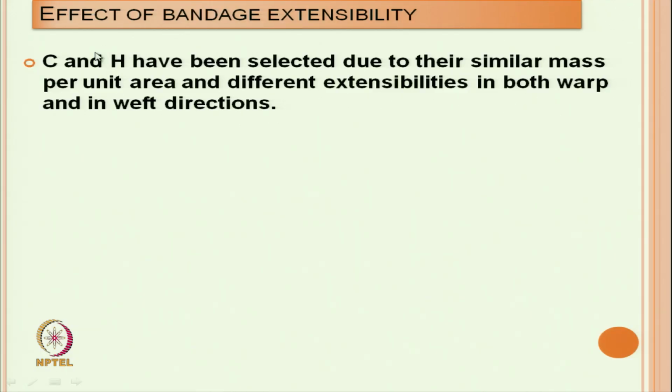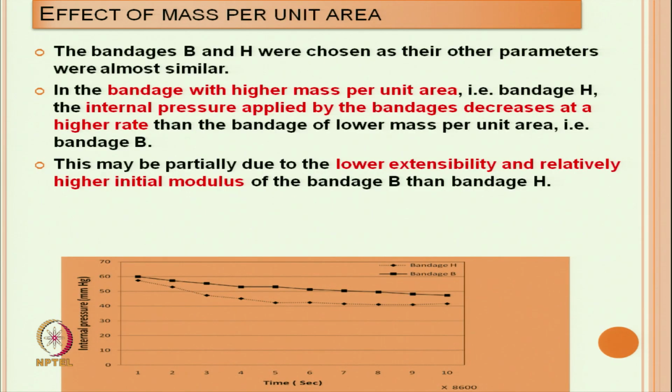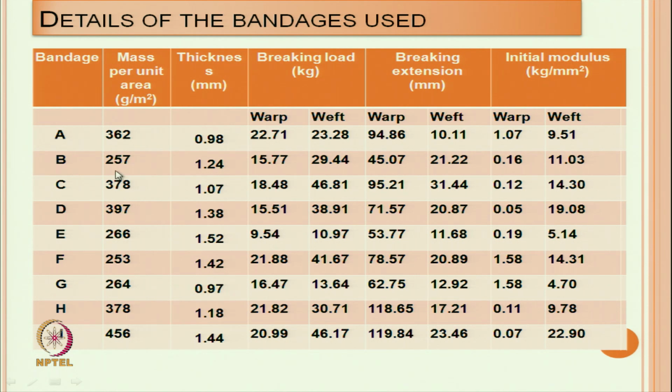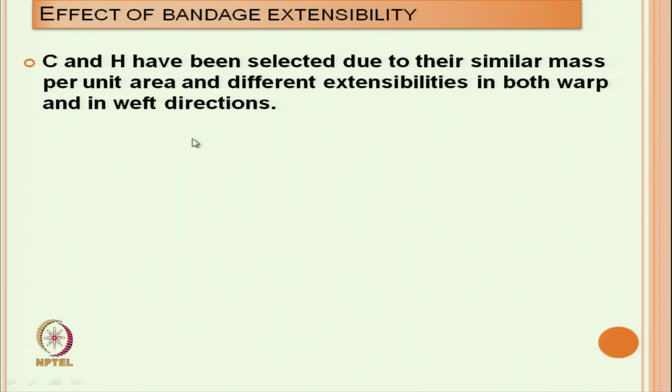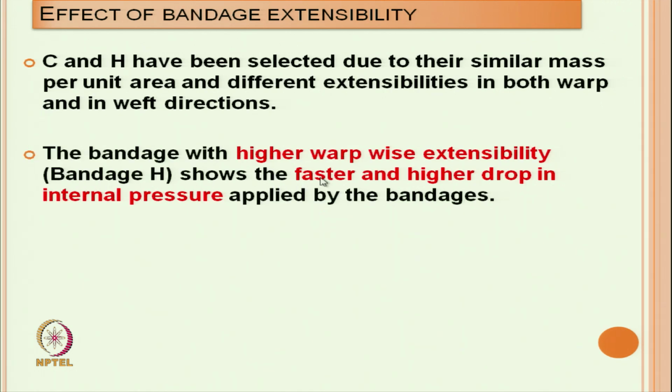Now, if we try to see the bandage extensibility, for that we have taken two different bandages, bandage C and bandage H. Their mass per unit area is typically the same, but bandage C has much higher extension than bandage H. So, bandage C has higher extensibility, so a bandage with higher warpwise extensibility shows a faster and higher drop in the initial pressure applied by the bandage.